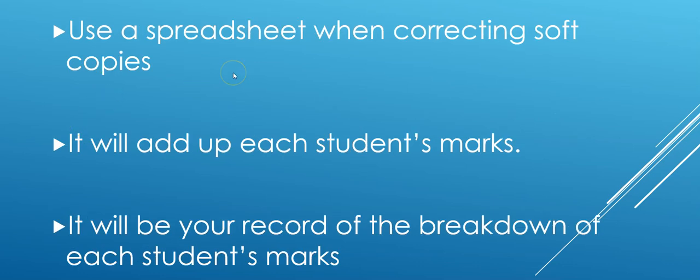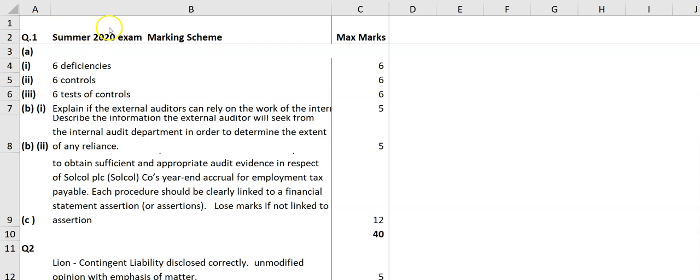So what I'm sharing with you today is how I use a spreadsheet, and particularly it's useful. It adds up each student's marks, which eliminates totting errors. The bane of everyone's life is adding up results, and making sure you didn't make an error. And then it acts as a breakdown in case you get queries later of why did I not get such and such a mark.